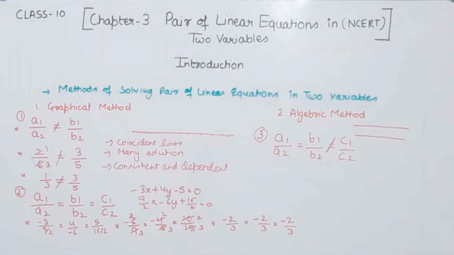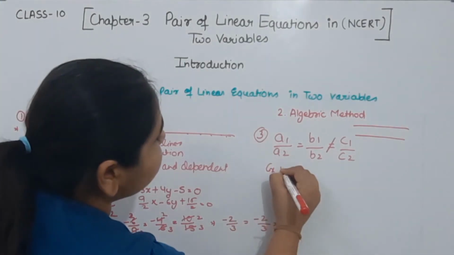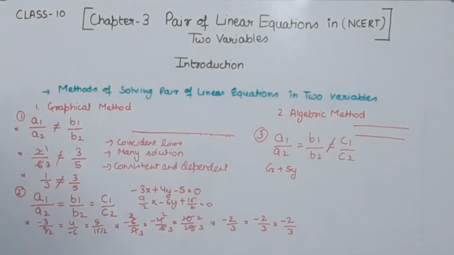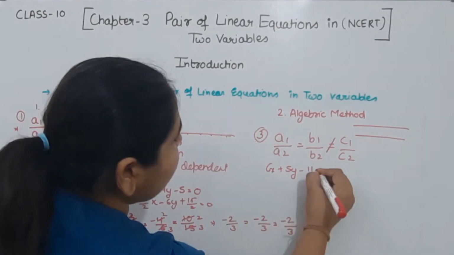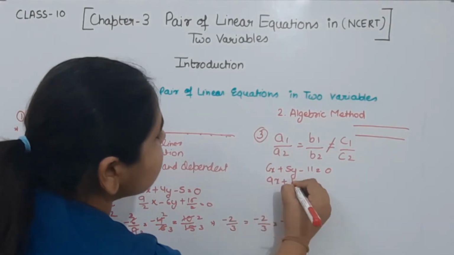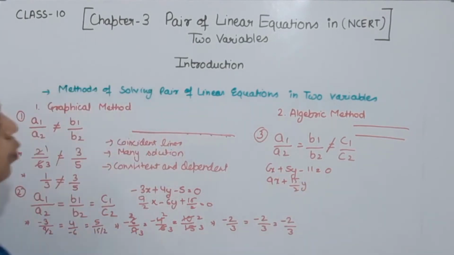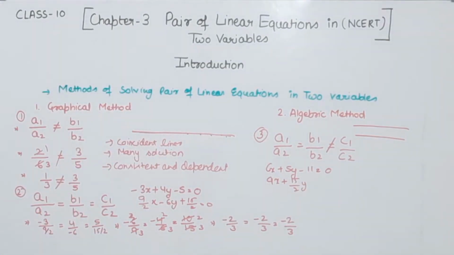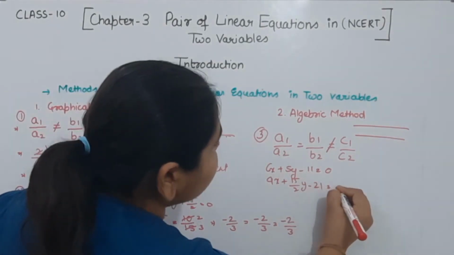First of all, we are going to take an example of this one. We have 6x plus 5y minus 11 equal to 0. This is the first equation. The second one is 9x plus 15 by 2y minus 21 equal to 0.